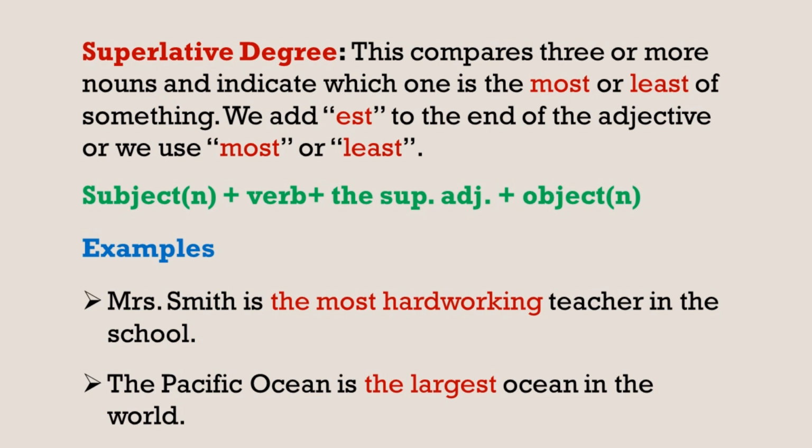The superlative degree of adjective compares 3 or more nouns and indicates which one is the most or least of something. We add est to the end of the adjective, or we use most or least before the adjective. Examples: Mrs. Smith is the most hardworking teacher in the school. It is compulsory that you put the definite article the before the superlative degree of adjective in the sentence. The Pacific Ocean is the largest ocean in the world.